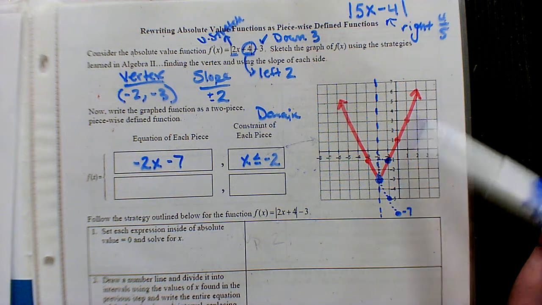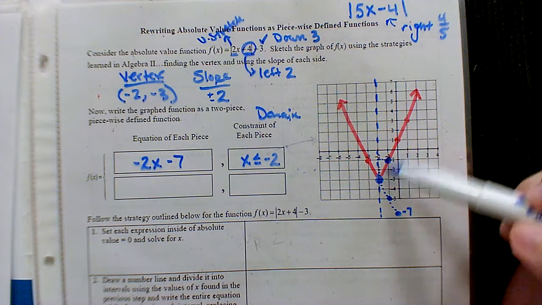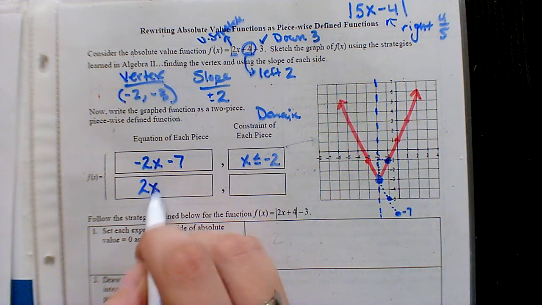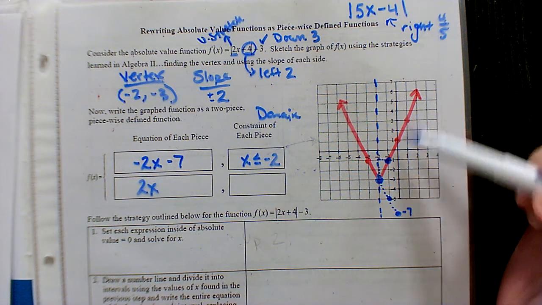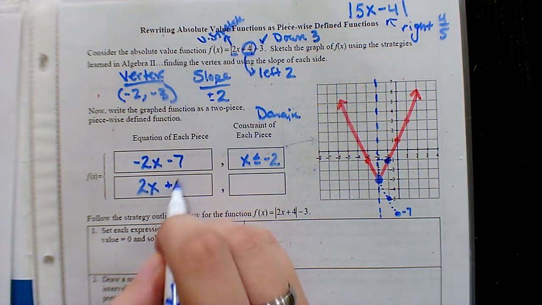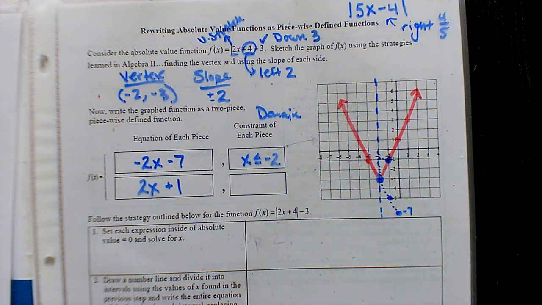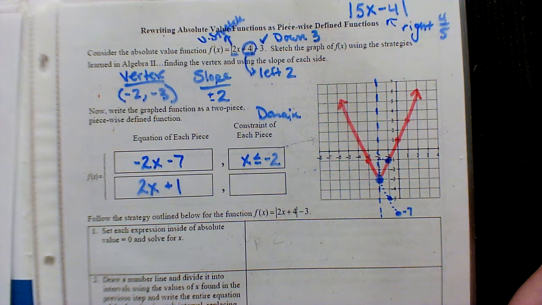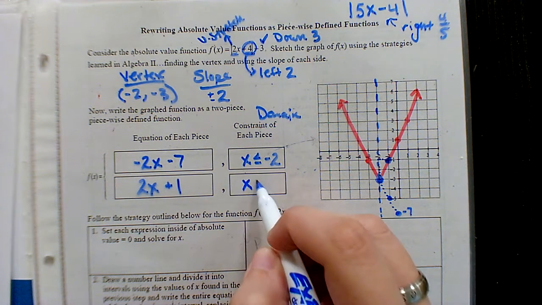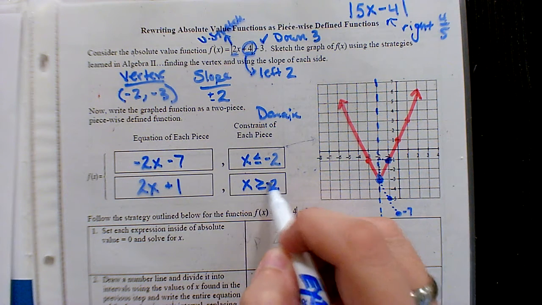Okay, let's do the same thing, but for the other side. We said the slope for this line was a +2. This second line crosses the y-axis at 1. And what about the constraint for this piece? In terms of your domain or x values, where does that one show up? See, you start at -2 and you can go all the way to the right. X is greater than or equal to -2. Good.